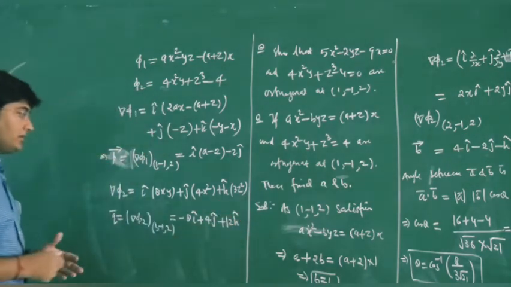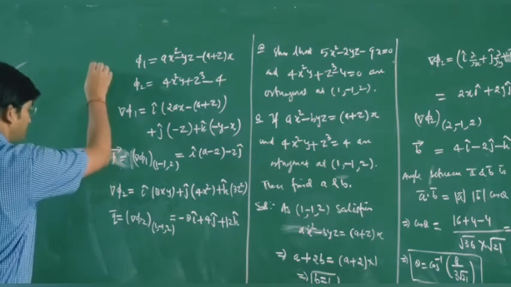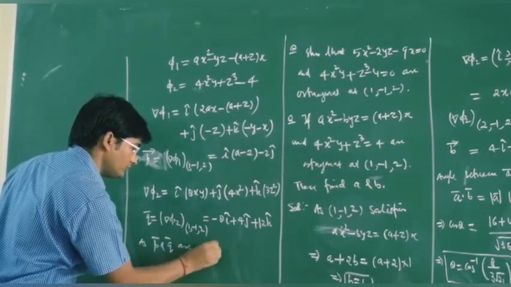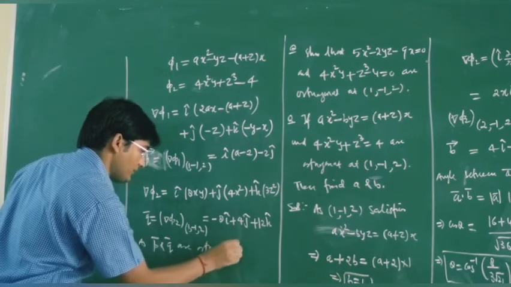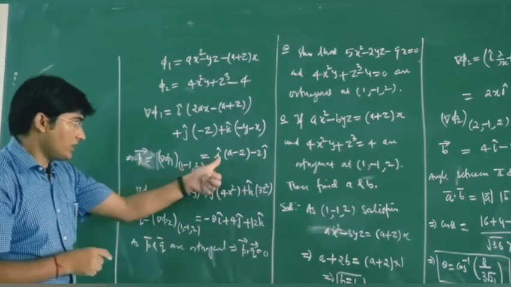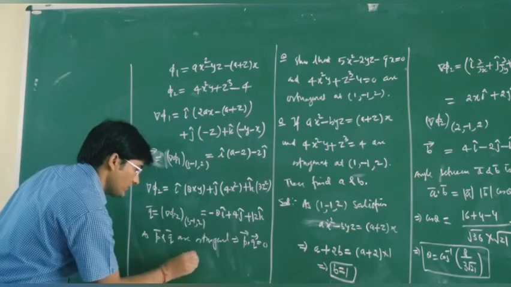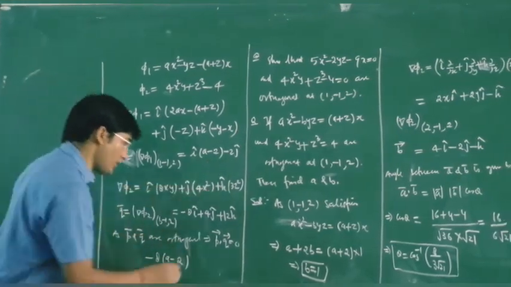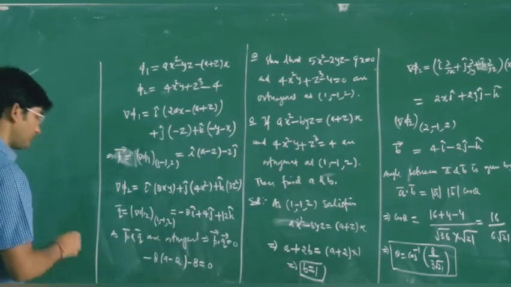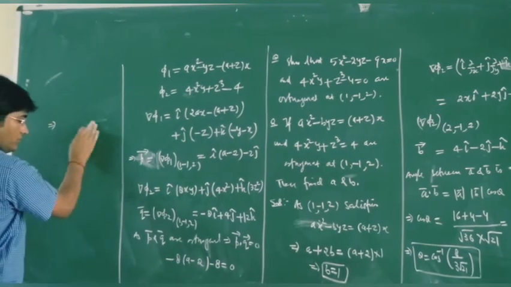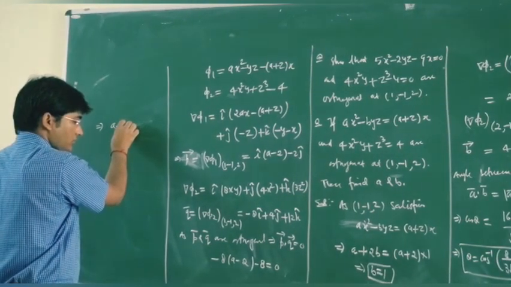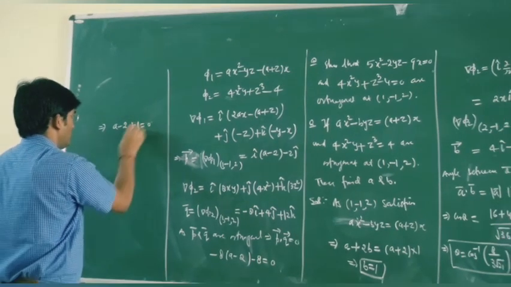Now it is given that P and Q are orthogonal, so this implies that P dot Q equal to 0. So that means P dot Q: i dot i is 1, so we have minus 8 into a minus 2, then we will have j dot j, so we have minus 8 equal to 0. So from here we will get a minus 2 plus 1 equal to 0, so we have a equal to 1.